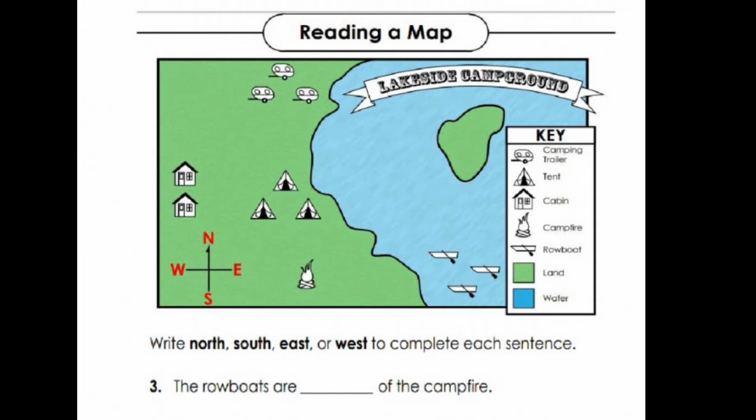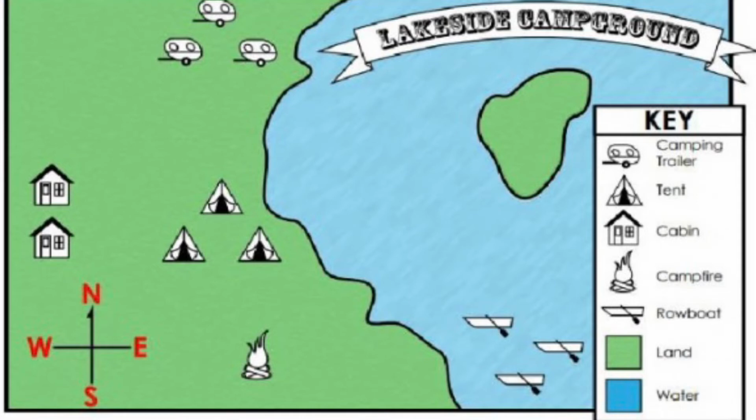The rowboats are blank of the campfire. In the key, this is the rowboat symbol. Now, where do you see the rowboat symbol in the map? That is correct. Here are the rowboats. Now, in the key, the campfire symbol is this. Do you see this symbol on the map? That is correct. The campfire is right here.